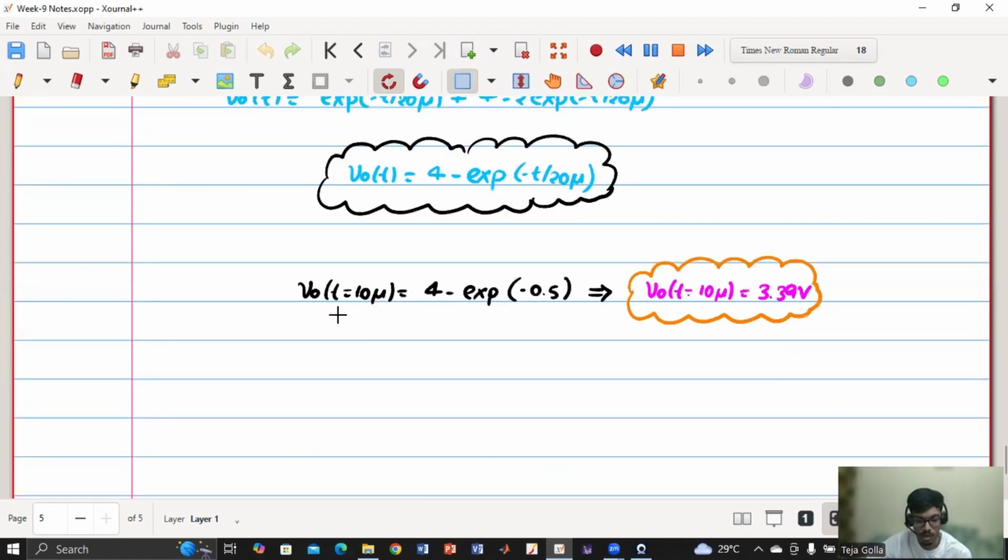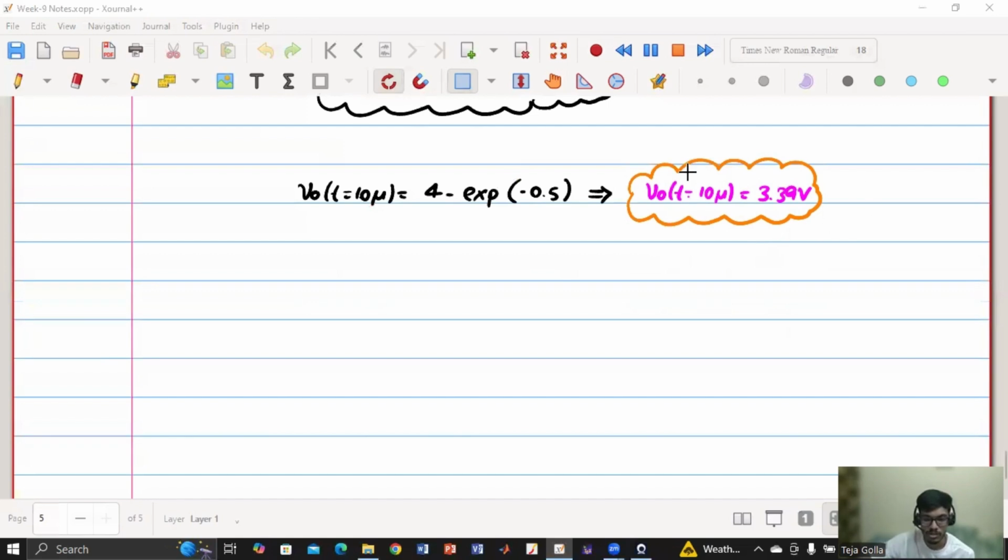Now they have asked for the value of V naught at t equals 10 microseconds. We substituted and found it to be around 3.39. You can check, it should match. It will come around 3.39. So any queries till this moment? Anyone? Any queries?